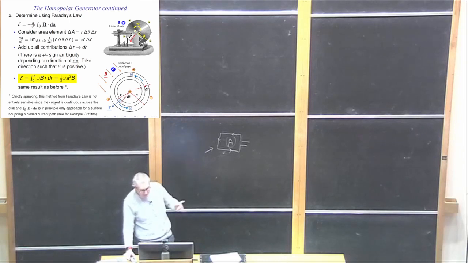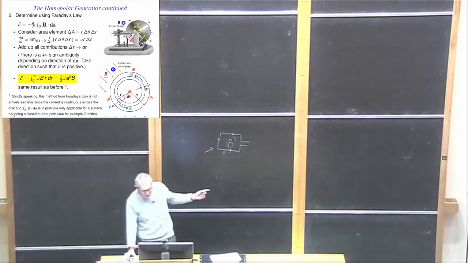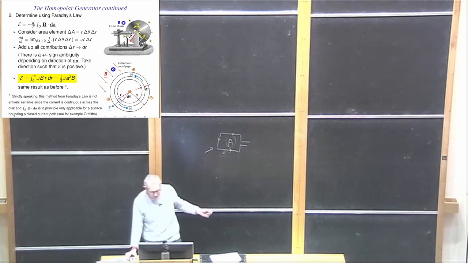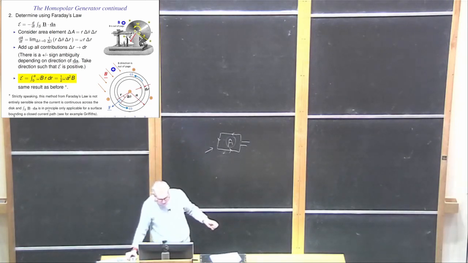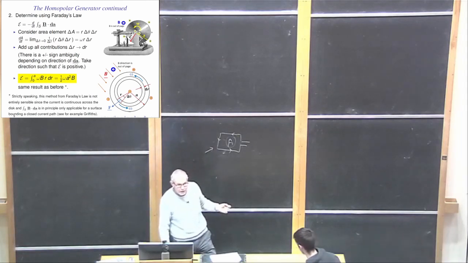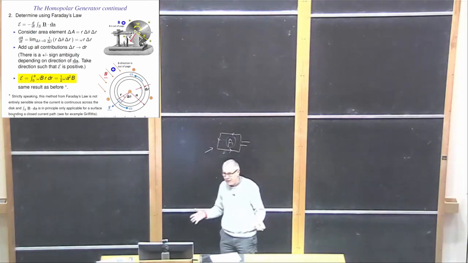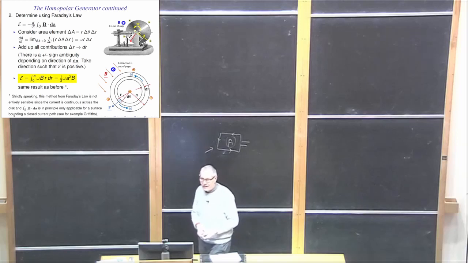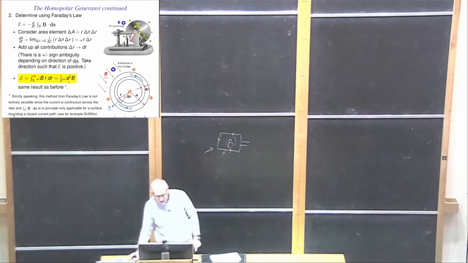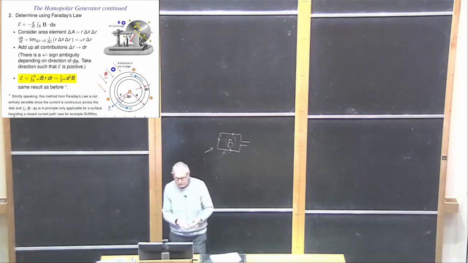Strictly speaking, I'll read it out. This method from Faraday's law is not entirely sensible, since the current is continuous across the disk, and the integral of the flux is in principle only applicable for a surface bounded by a closed current path. So it's in there. But having said that, the method works. It's just a little bit of a dodgy method in this particular case for using the flux.